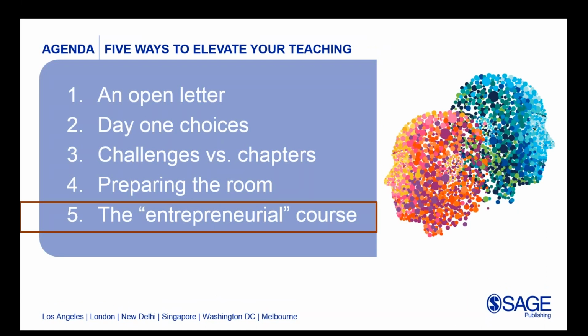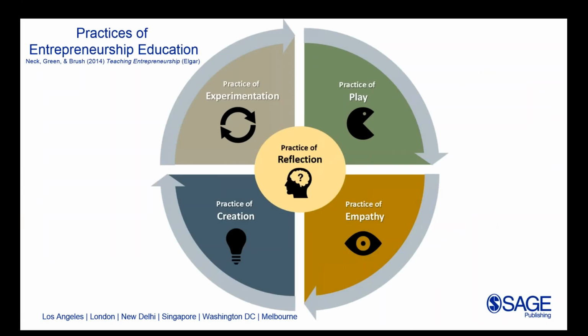The last thing I want to talk about before we turn it over to some Q&A is just in general, in an entrepreneurship course, particularly in an intro to entrepreneurship course, my goal is to make my students think and act more entrepreneurially. And I do that by practicing what I call the 5 practices of entrepreneurship education. And this came out in an earlier book that I wrote in 2014, and is also highlighted in my textbook that came out in 2017.